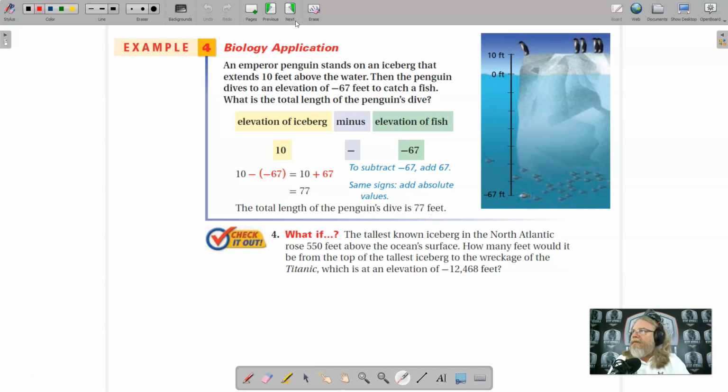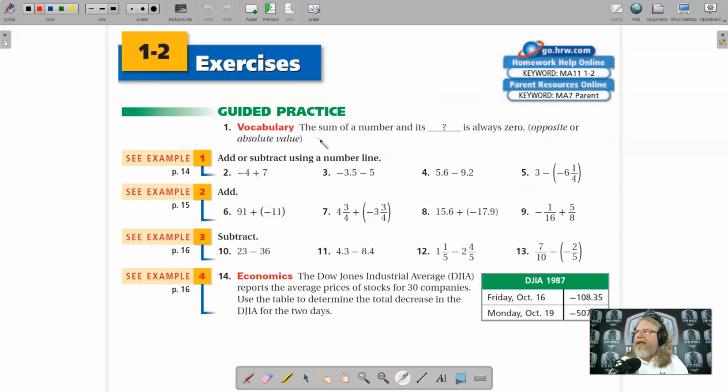We're going to skip the what if. So in our exercises, vocabulary, the sum of a number and its blank is always 0. Is it opposite or absolute value? It should be its opposite. The sum of a number and its opposite always equals 0.